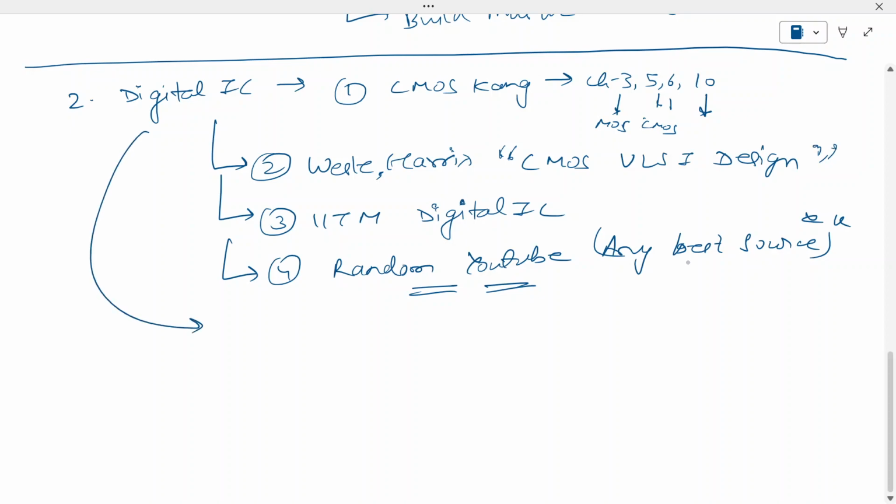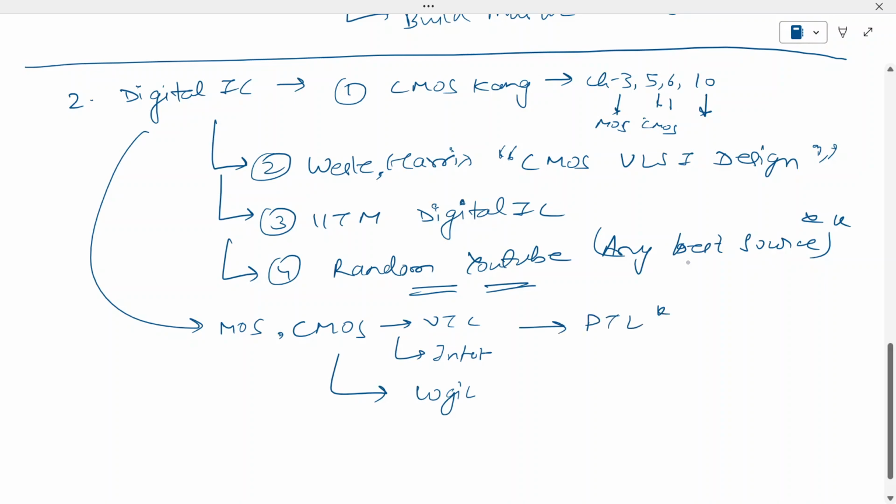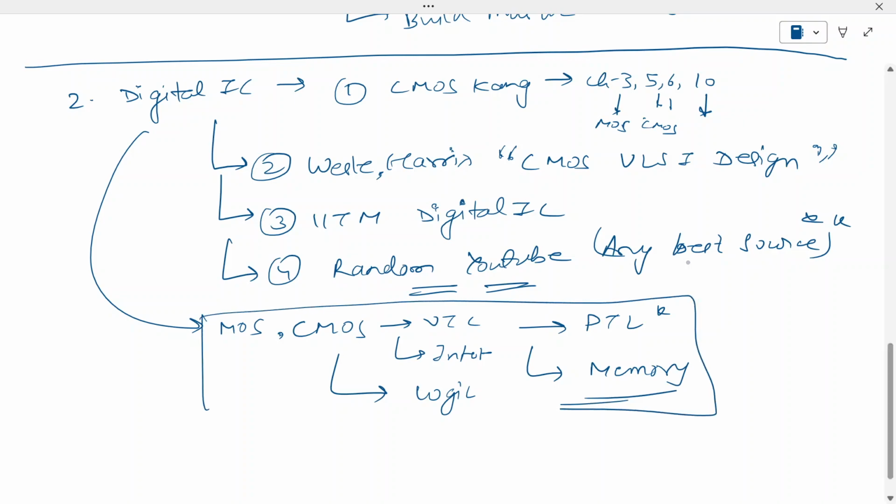Mostly the interview questions will be asked from the basic MOS, what is the MOS structure, then CMOS, VTC, inverter, how to build CMOS logic, and then PTL logic is one of the important topics, and some memory part. These are the favorite topics, and your interview will be over there only, because they won't go into much depth, since even other students don't answer these questions correctly.